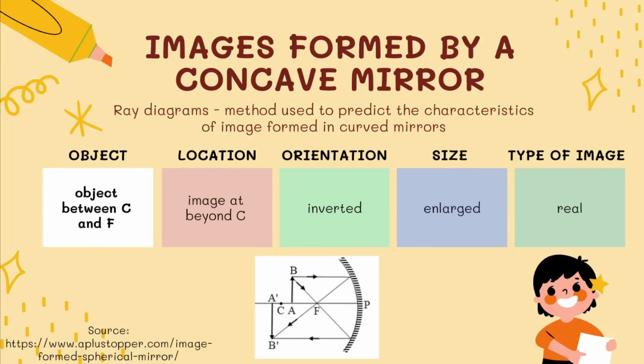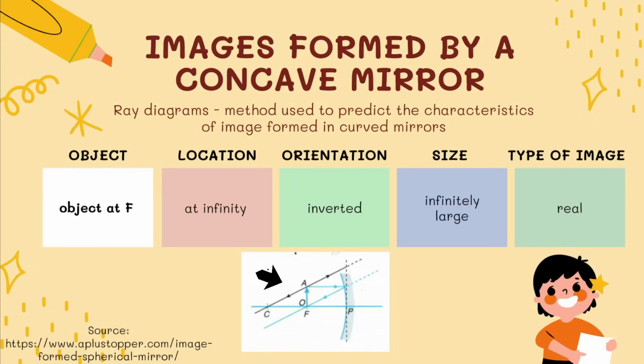If the object is between C and F, ayan, makikita natin nasa gitna na siya ng C and F, anywhere between C and F, the image will be formed beyond C, inverted, larger than your object, and real. So nakikita nyo dyan, iniisa-isa natin yung lost na sinabi ko kanina. We have location, orientation, size, and type of image.